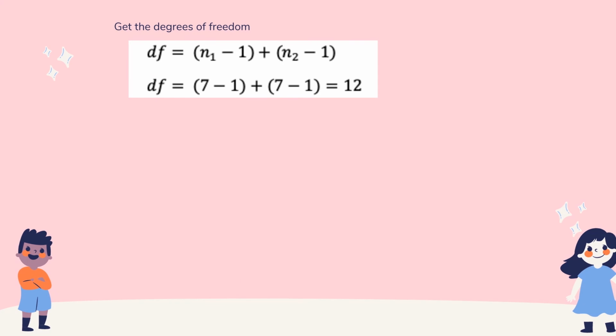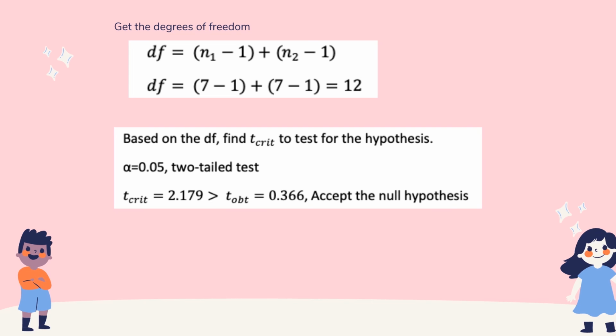To know the degrees of freedom, you need to get the number of scores in the first sample minus 1 plus the number of scores in the second sample minus 1. Based on the degrees of freedom, find t-crit to test for the hypothesis. We will be using the alpha 0.05 two-tailed test. The t-crit can be found online by searching up the t-table values. Align it with your degrees of freedom as well as your tail test and your alpha.